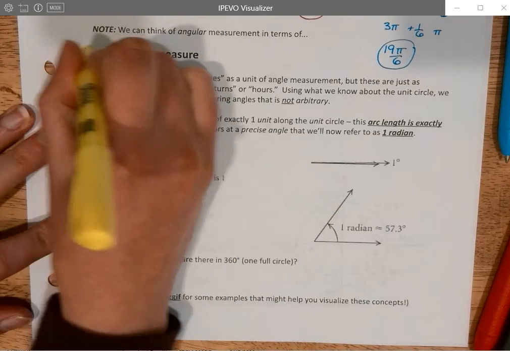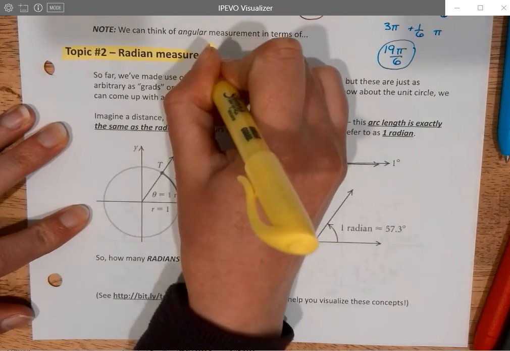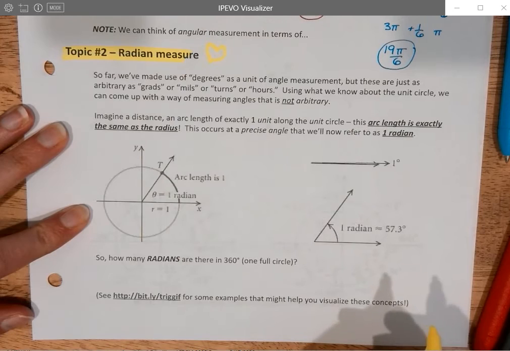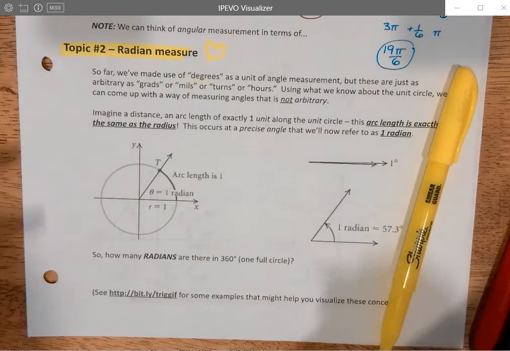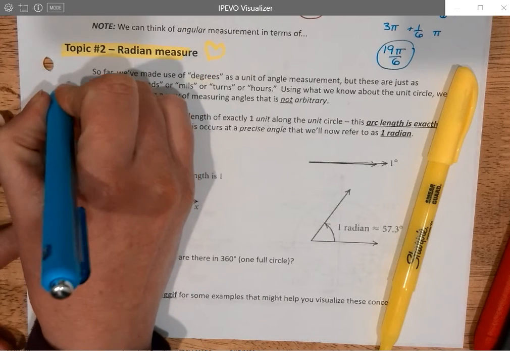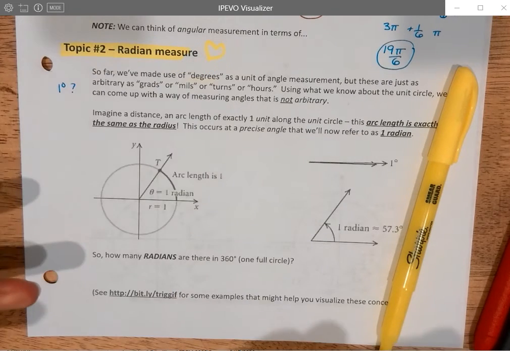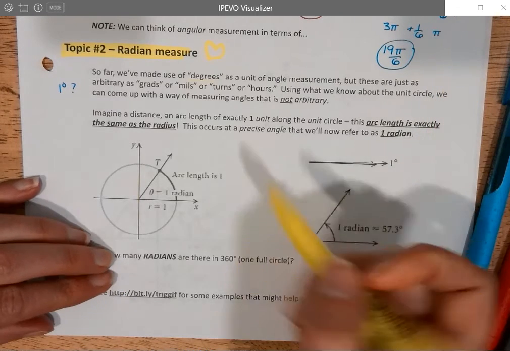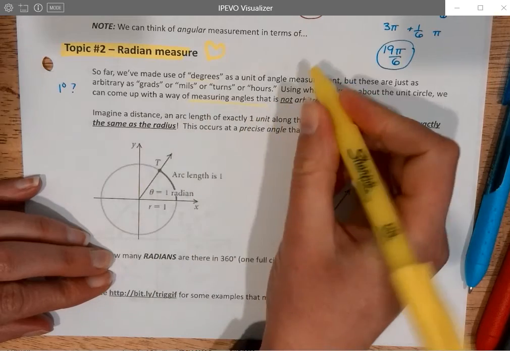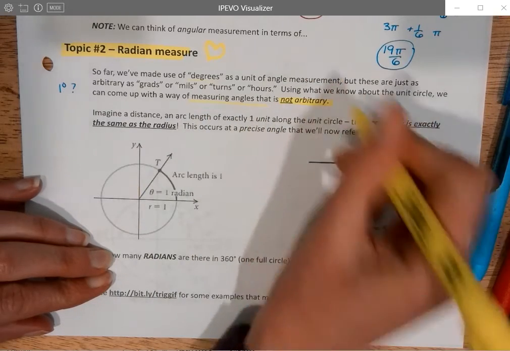Topic 2 is going to be on Radian Measure. So far, we have used degrees as the units of measure, but it's really a very arbitrary measurement system. How big is 1 degree? Could you draw an angle that had 1 degree? Why are there 360 degrees in a circle? It's really quite arbitrary. So we're going to work with a new way of measuring angles that is not arbitrary.